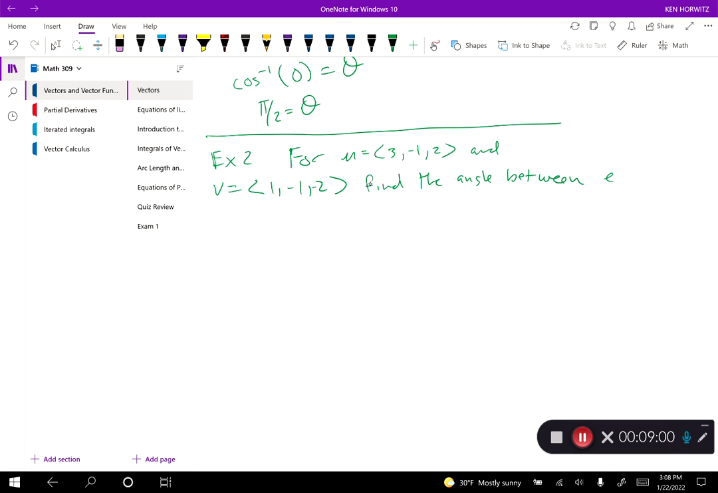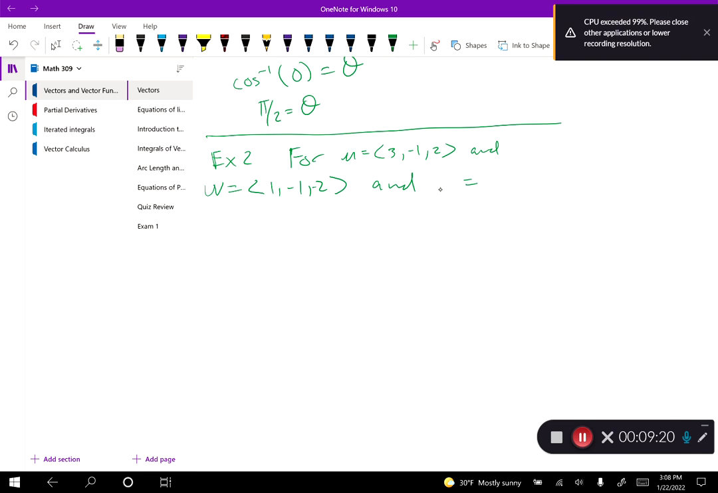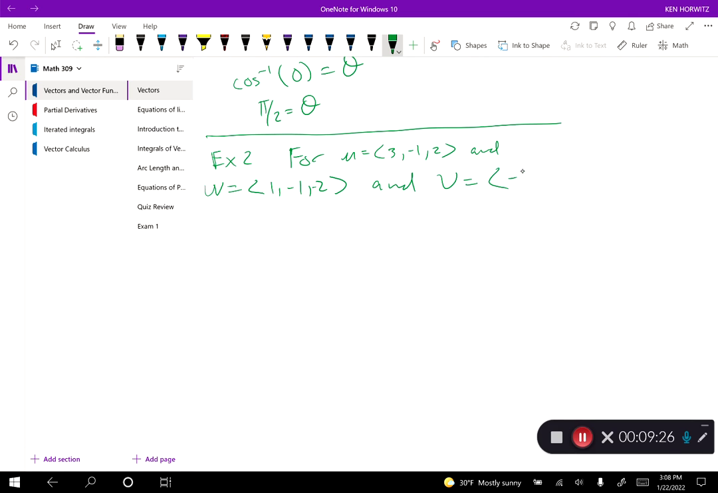Actually, I'm going to put one more vector in there just to make sure that we have all our information. And vector w equals, actually, we'll call this vector w, and we'll call this vector v, which is negative 4, 0, 2. All right. Find the angle between each pair of vectors.